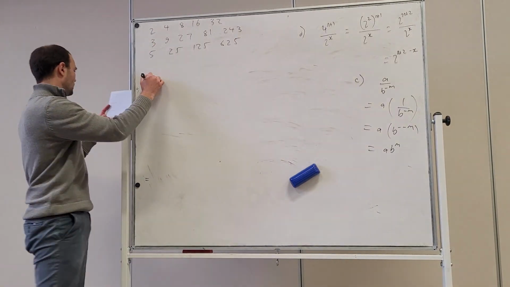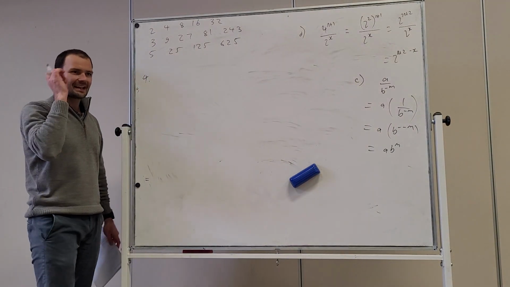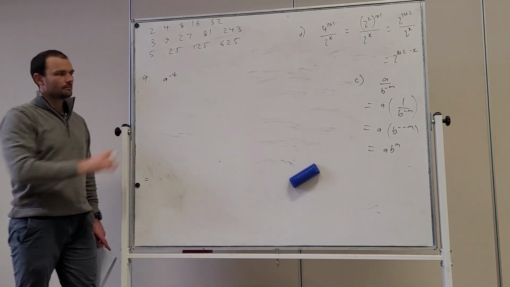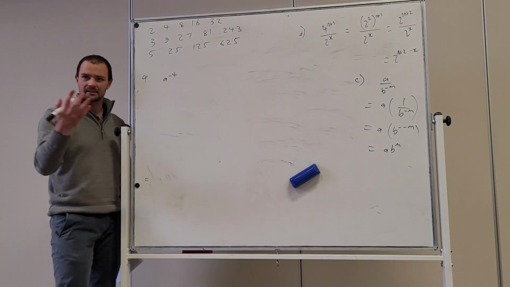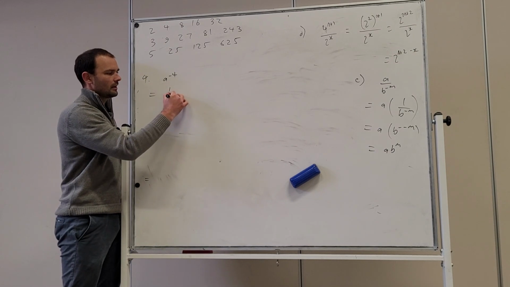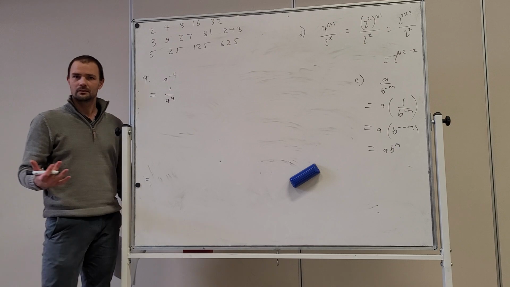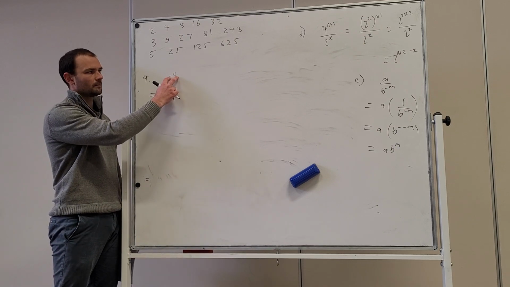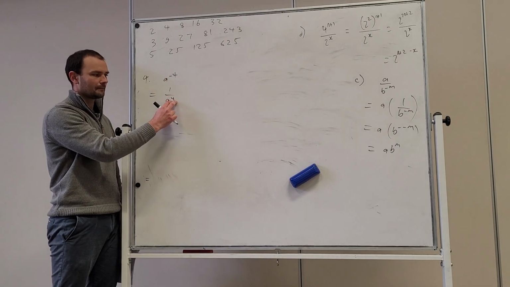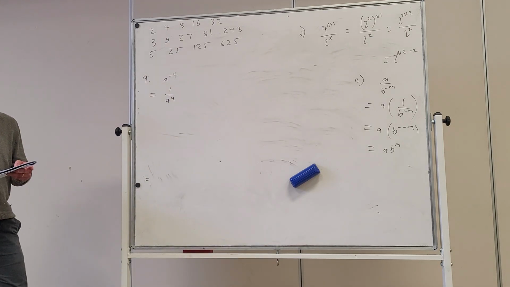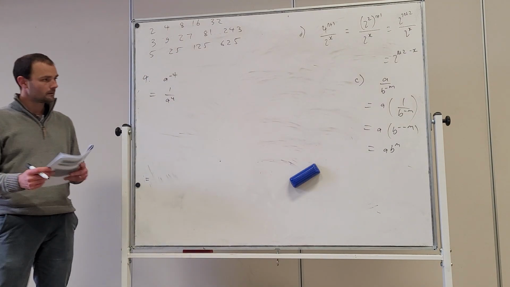It's question 4. Write without negative powers, without negative indices. So we have a to the minus 4. I've said we can take it to the bottom of the fraction and make the power negative. All right, so we're changing it from negative 4 to negative negative 4, which becomes positive 4. So that's 4a.